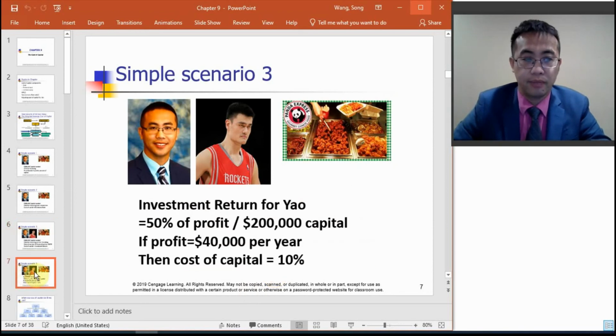of the business profit. Let's say if the profit for a year is $40,000, then for Yao Ming's investment, his cash flow will be half of the $40,000. So that is going to be $20,000 profit for Yao Ming, divided by his investment of $200,000. So that's a 10% return to Yao Ming as a partner or a shareholder of the business. And the 10% is, to me, a cost of capital. I need to pay the investor, Yao Ming, 10% to attract his money.